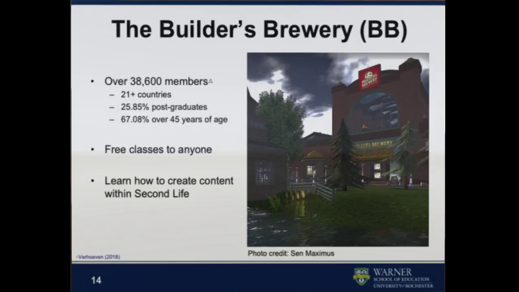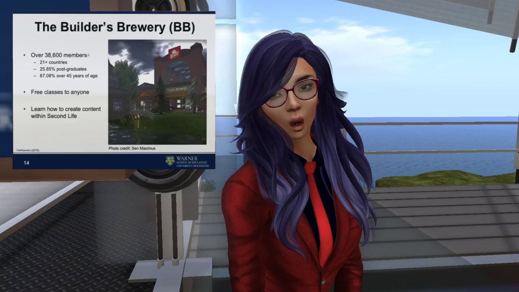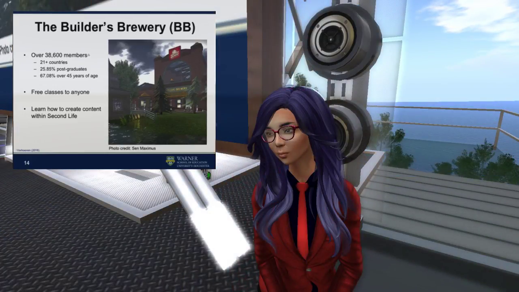Let's see. So, in the study that I conducted, the Builders Brewery members came from over 21 different countries. 88% of them had some college. 25.85% of them were postgraduates, so they had degrees above 4 years of college. And 67.8% of them were over 45 years of age. So as you can see, the Builders Brewery is a very diverse community. And as a strictly volunteer-based community, the Institute offers free classes on primarily content creation for anyone in Second Life. So I had my site.